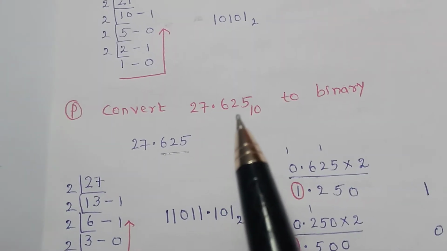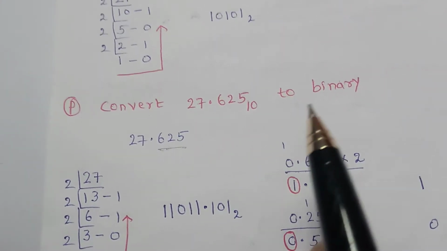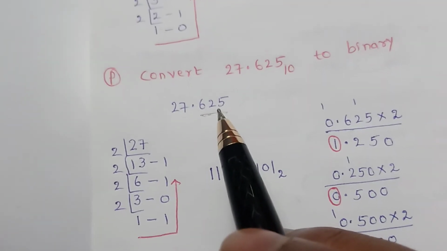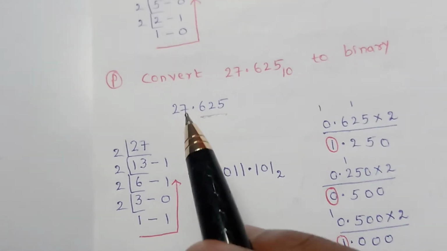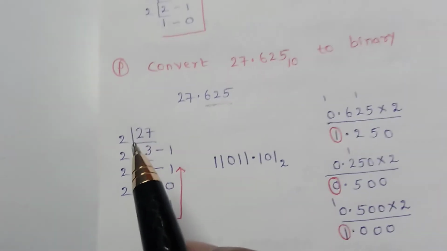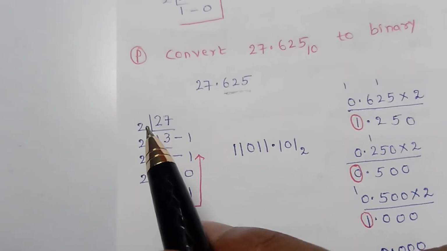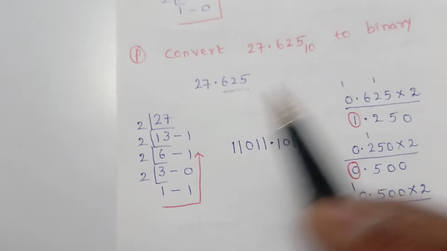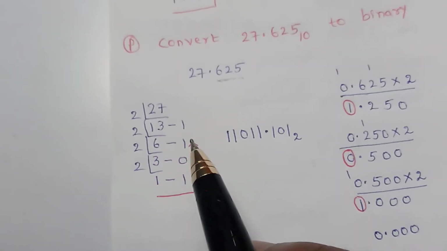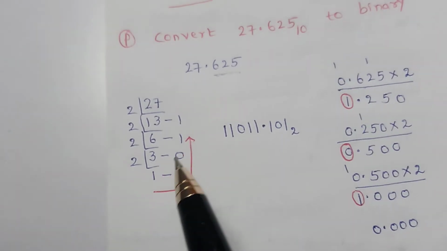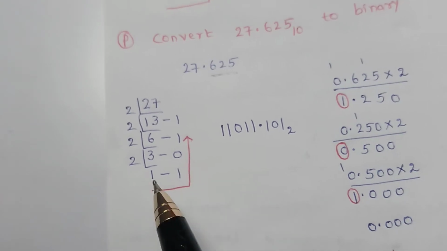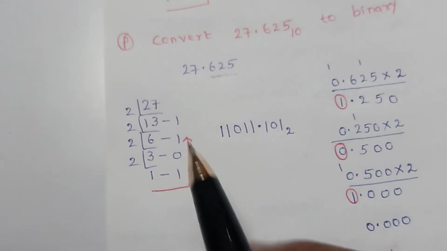Convert 27.625, which is in decimal, to binary. Now here, if you observe, 0.625 is a fraction. First of all, take the normal 27 and divide successively with the given radix. What is the radix here? 2. 2 13s are 26, remainder is 1. 2 6s are 12, remainder is 1. 2 3s are 6, remainder is 0. 2 1s are 2, remainder is 1. Therefore, if you take from bottom to top, 1 1 0 1 1.